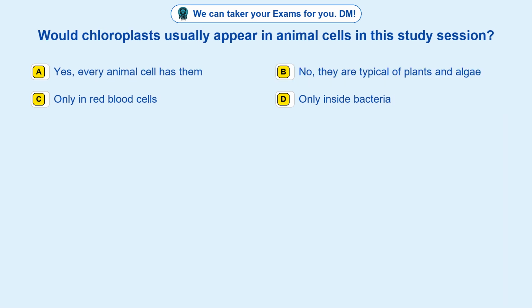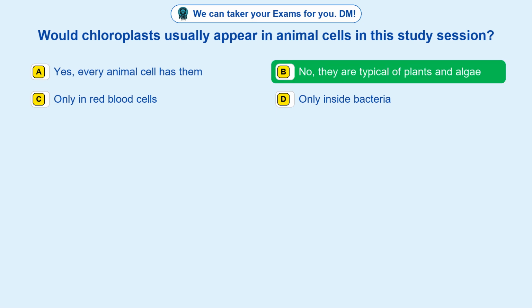Question 14. Would chloroplasts usually appear in animal cells in this study session? Option A. Yes, every animal cell has them. Option B. No, they are typical of plants and algae. Option C. Only in red blood cells. Option D. Only inside bacteria.